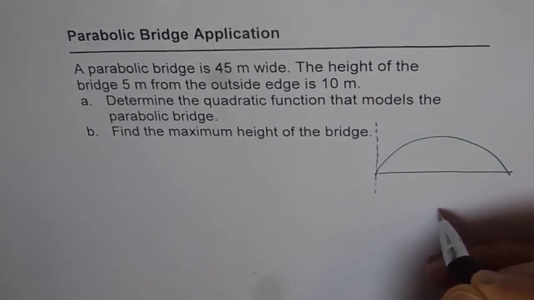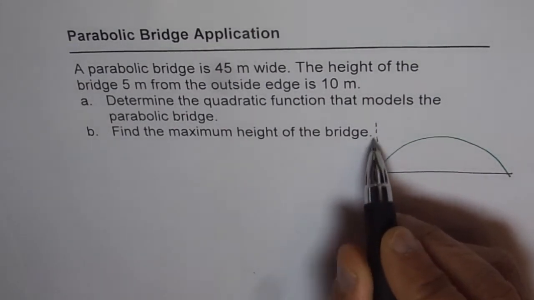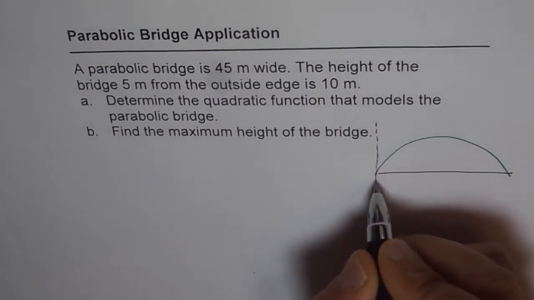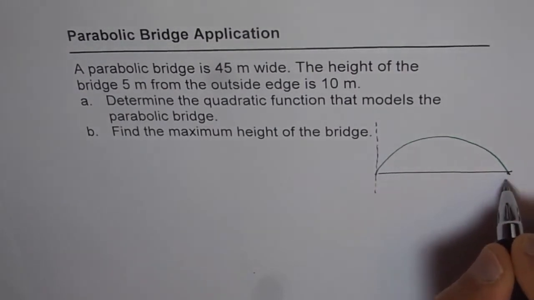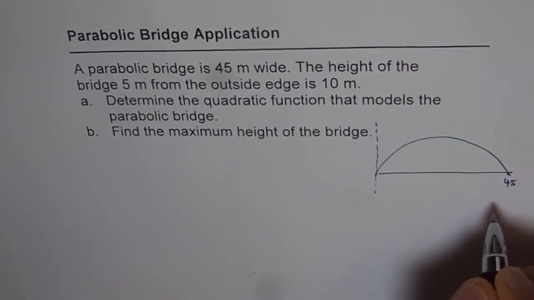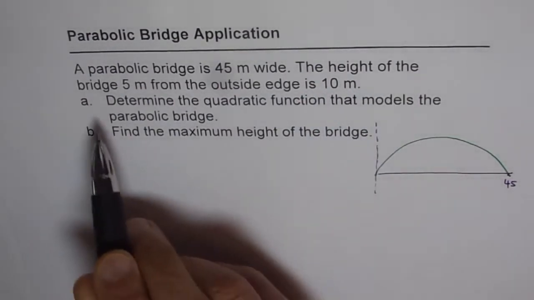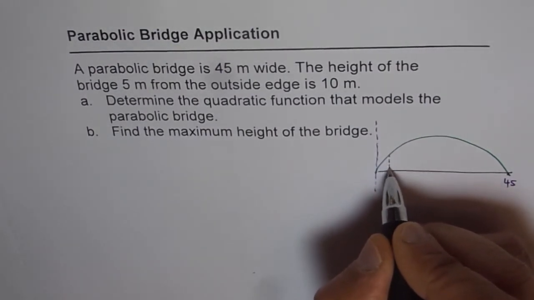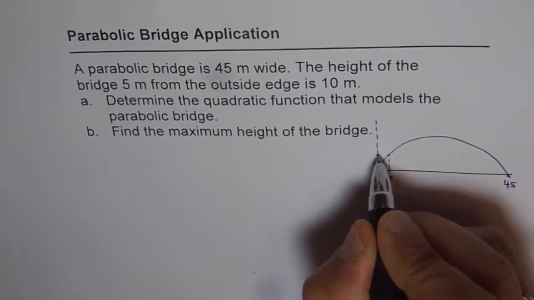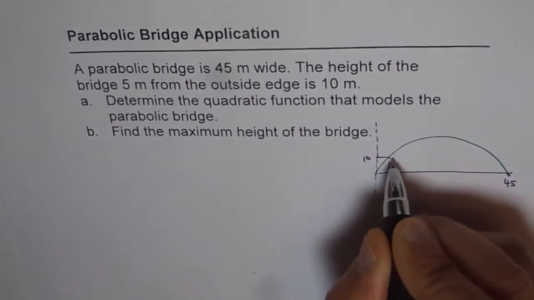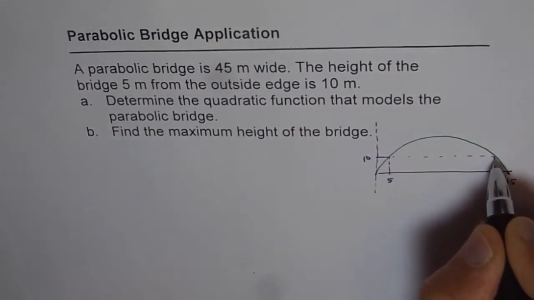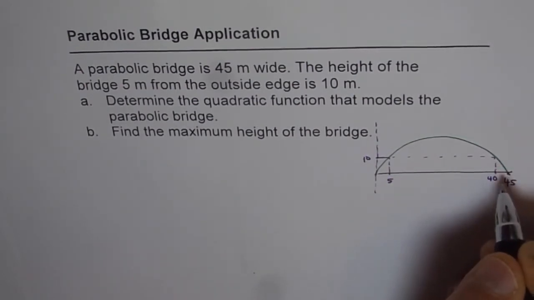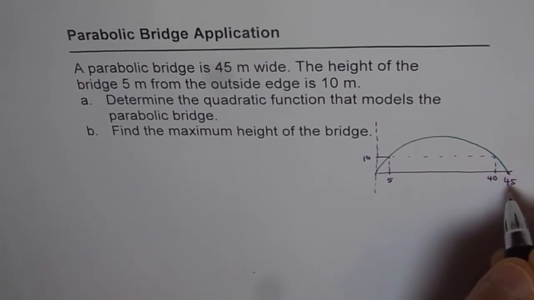And you do the same thing with the y-axis right in the center and see what results you get, right? So here, if I place my y-axis here and x-axis along the base of the bridge, the width given to us is 45, so this point will correspond to 45. We also know that the height of the bridge, 5 meters from the outside edge, is 10. That means if I move 5 meters from here, then the height is 10. Similarly, from the symmetry, 5 meters from here, this will be a point at 40. The height will be 10, right? So that is the given situation.